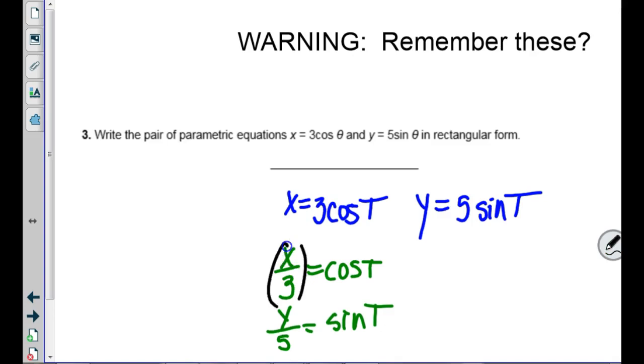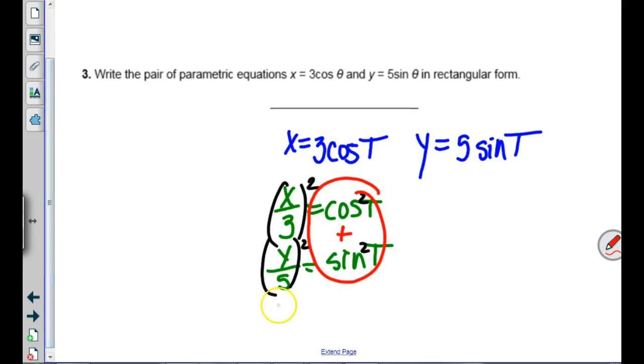So if I square both sides here, I'll get a cosine squared, and I squared both sides here, and I get a sine squared. Why did that help us? Because if we added this side together, we got equals 1. And over here, we ended up with x squared over 9 and y squared over 25. Is everybody okay? It's an ellipse. You don't have to know that.